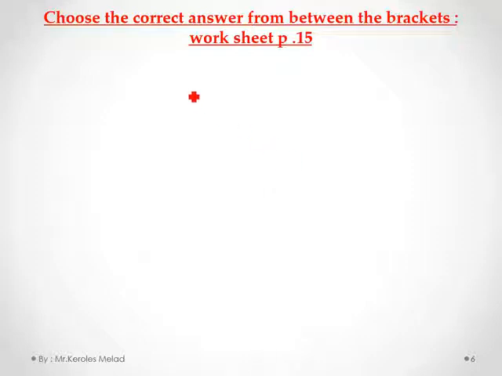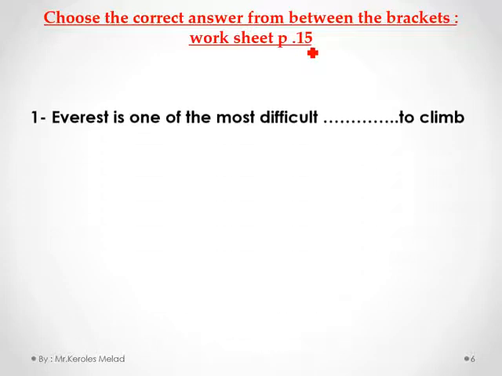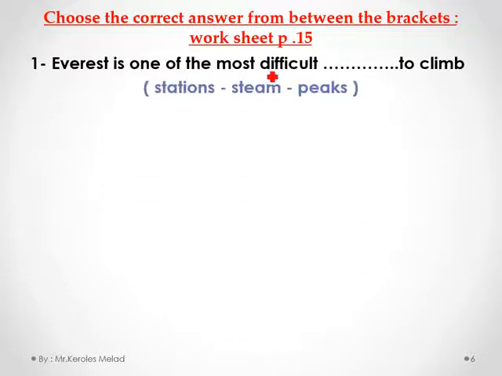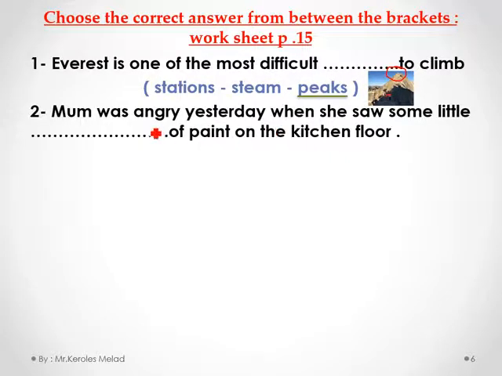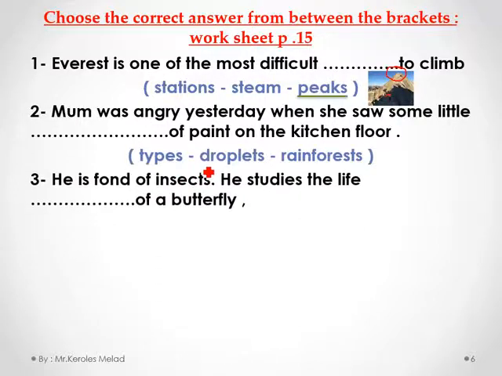Let's do some exercises. Choose the correct answer from between the brackets, worksheet page 15. Number 1. Everest is one of the most difficult peaks to climb. Stations, steam, peaks. Peaks. Good job. Number 2. Mom was angry yesterday when she saw some little droplets of paint on the kitchen floor. It will be droplets.